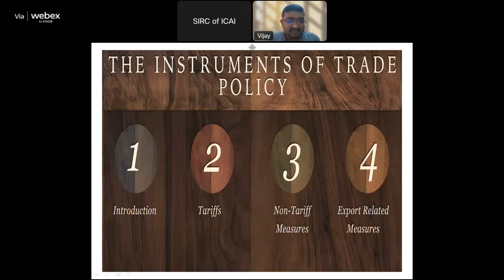Non-tariff measures, like labeling, or sometimes I may ban the imports, or sir, I may have the quota system. Beyond a certain limit, you can't import the goods. Like that, I may have non-tariff measures.